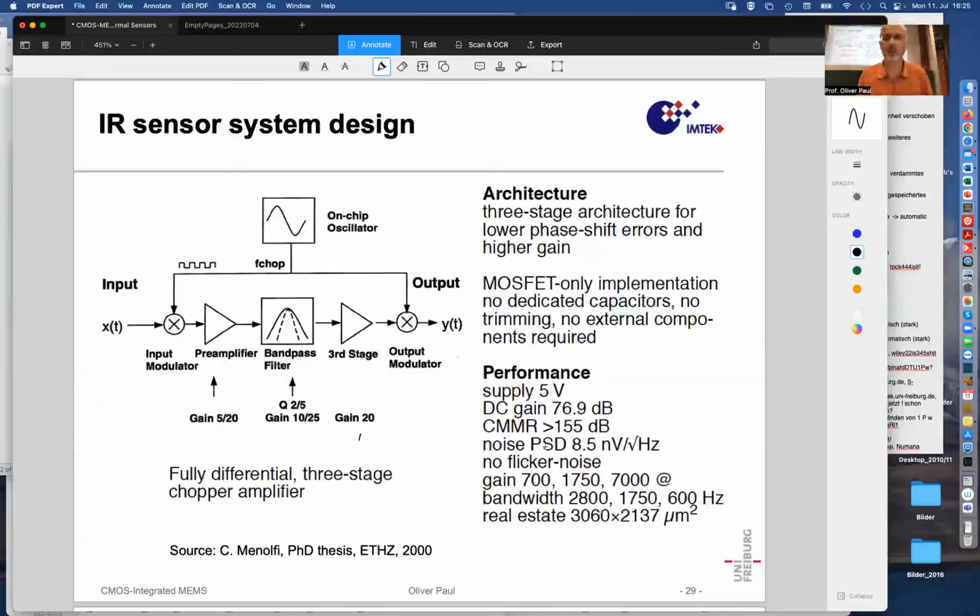And then there is a common mode rejection ratio that microelectronic circuit designers like to quote, and there is a noise, 8.5 nanovolts per square root hertz. It has no flicker noise, of course not, because of the chopper technique. Different gains can be set depending on those parameters here. The bandwidth can be set, and then this whole chip is quite large, 3 by 2 square millimeters.